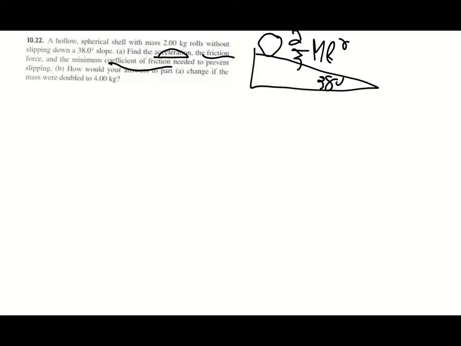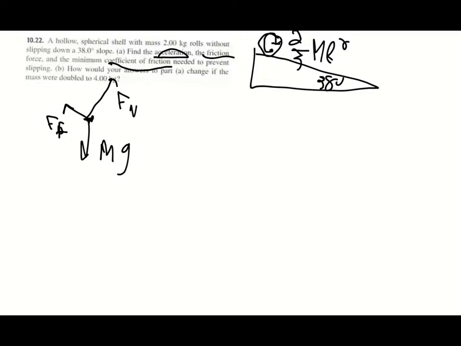For the sphere itself, it's pretty much like you'd expect. We have gravity downward. We're going to have a normal force upward. And we're going to have a frictional force this way. But again, this is rotating, which I'll indicate here.